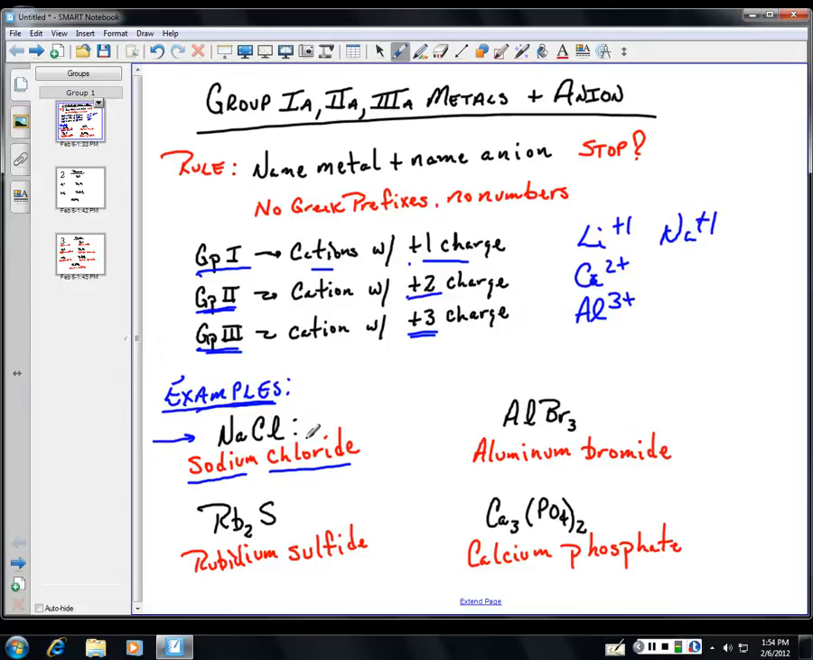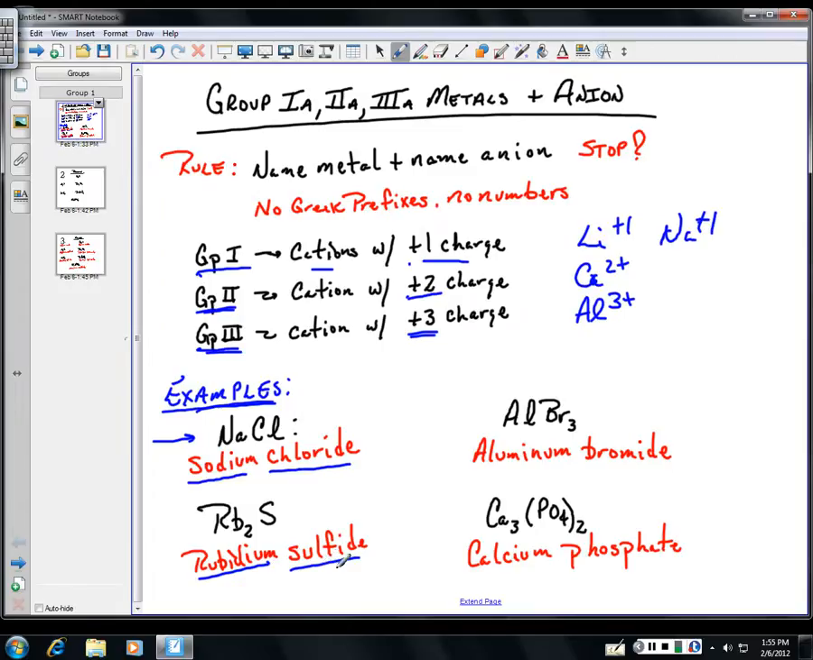It doesn't matter then what any other subscripts are in these kind of compounds. When I identify that first element as a group 1, 2, or 3 metal, I'm going to my rule. Name the metal, name the anion, stop. So when I see something like Rb2S, Rb is rubidium. It's over in group 1. That's fine. I'm going to just leave it right there. I'm just going to name it. And I'm going to name what's attached to it. The S is sulfide.